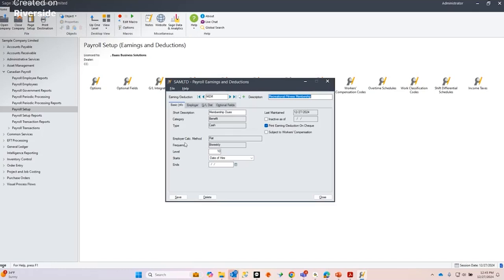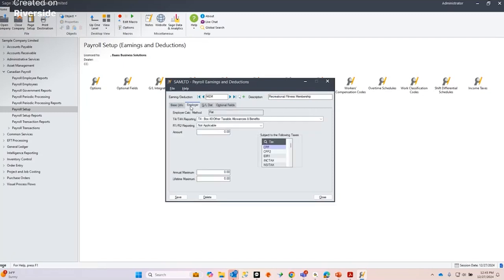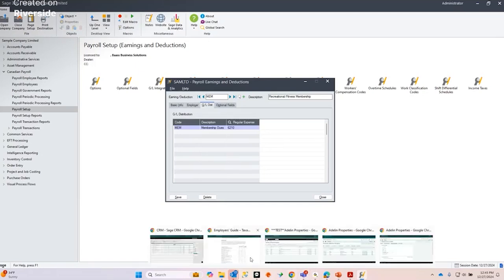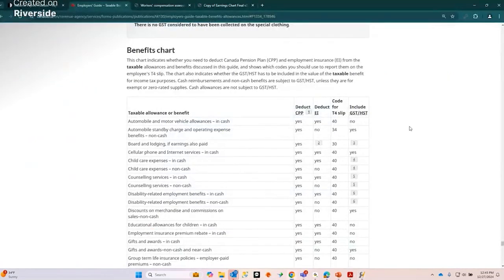The calculation method here we said was a flat amount. We wanted to print it on the pay stub. And then it is box 40, it is taxable, and then subject to all the taxes, and then our GL equivalent. Now, one of the things I wanted to show you before we end our session today is there are a lot of resources on the CRA website, as well as workers' compensation and in each province's jurisdiction.